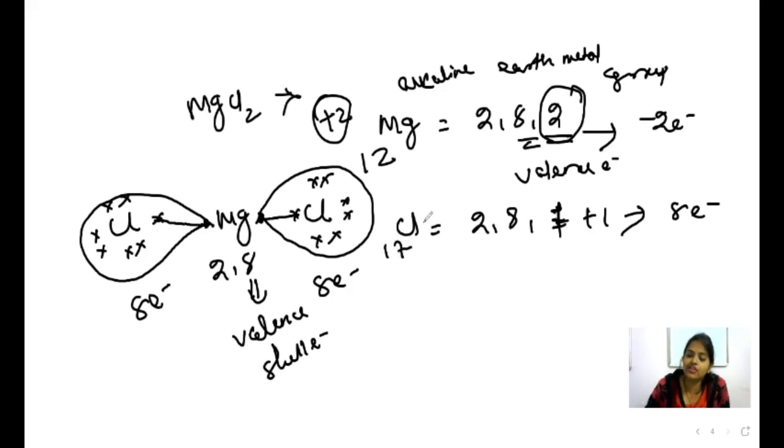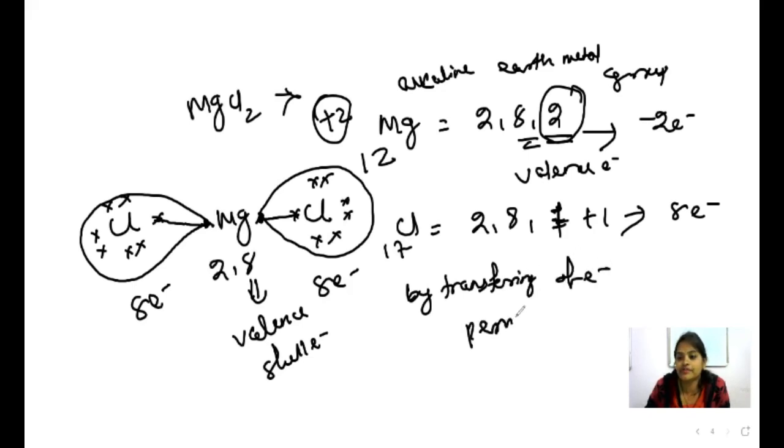If we define the ionic bond, it is the bond formed between two elements by transferring an electron permanently. Permanently, when transferring 1 electron from one element to another, and the other element is just receiving 1 electron from the first one, that bond is called the ionic bond. And which type of force exists between them? That force is the electrostatic force of attraction.